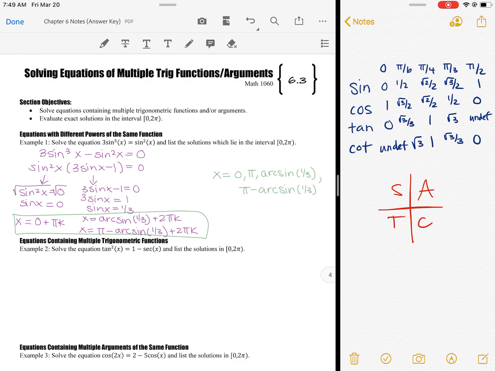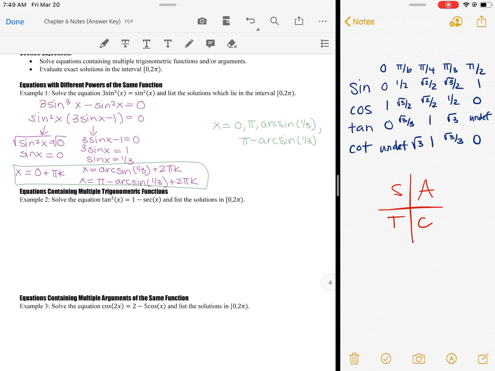All right, as we take a look at the next one, we're now doing something that has multiple trig functions. So notice this has both tangent and secant. With these ones, you should usually either notice a relationship or be able to substitute something and rewrite it in terms of sine and cosine. So let's dive in and take a look.